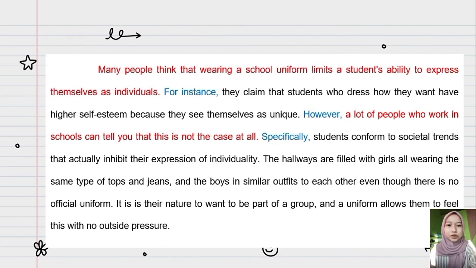And here, transition words need to show a opposition. You can use different transition words. It just depends on what you like. You can use however, in contrast, on the other hand, and nevertheless. And the contrast in this refutation is by saying that students conform to societal trends that actually inhibit their expression of individuality. That even though they can dress however they want, they're still not behaving like individuals.